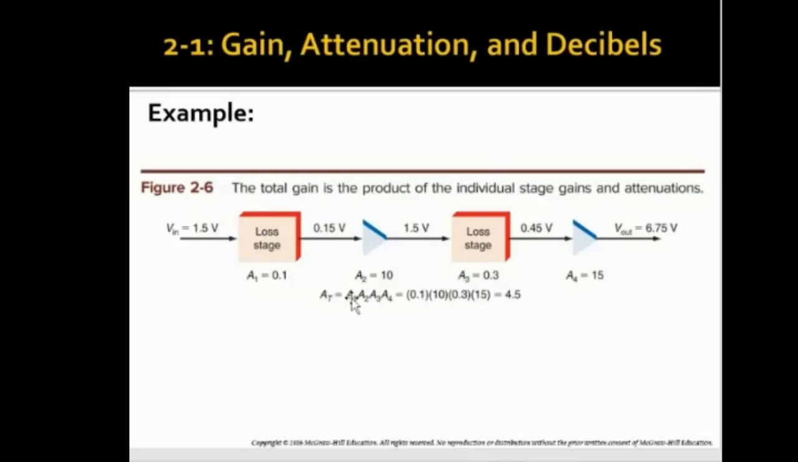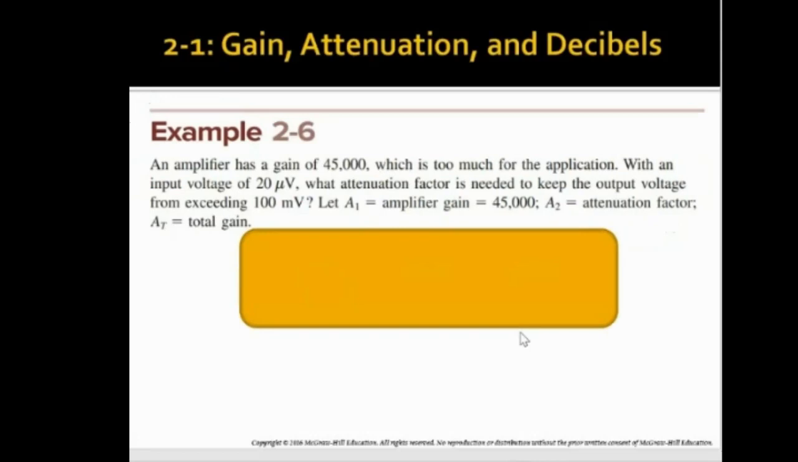If we want to find the total gain of the system, when we say gain, it is a mixture of gain and attenuation here. So A1 times A2 times A3 times A4, 0.1 times 10 times 0.3 times 15, gives us 4.5 total gain of the system. So if you multiply 1.5 times 4.5, you should get 6.75 as we see here. Okay, I have one example for you.